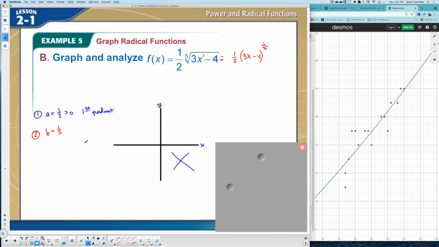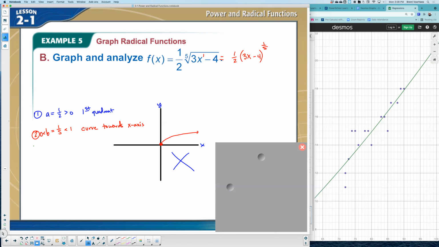Now, 1/5 is a weird one because it's greater than 0, but it's less than 1. So this is the first time we've seen it. According to rule 2 about the shape, if your b is in between 0 and 1, it's going to curve towards the x-axis. So this one will actually curve this way. Because the power is positive, it does hit the origin.